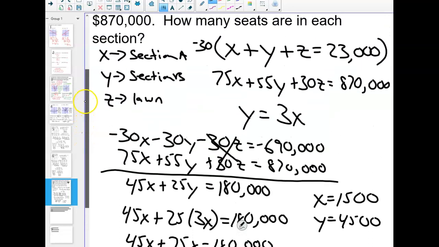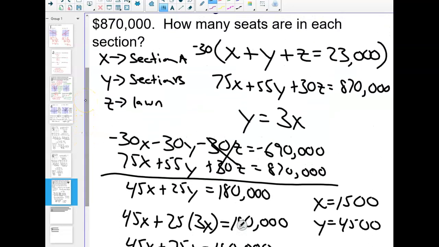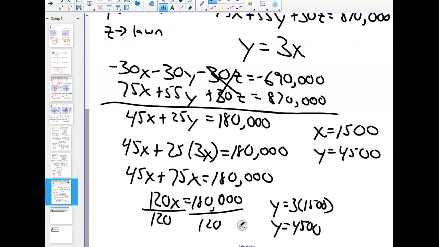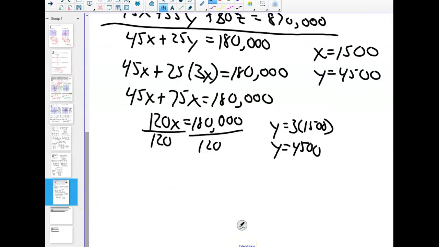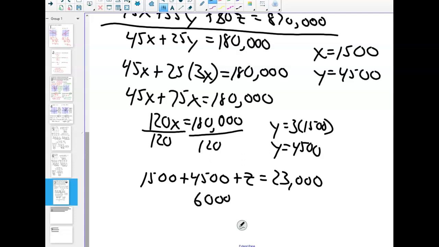And to get my z, I would probably use x plus y plus z equals 23,000. My x is 1,500. My y is 4,500. Plus my z equals 23,000. 6,000 plus z equals 23,000. My z is 17,000. So that's my answer.